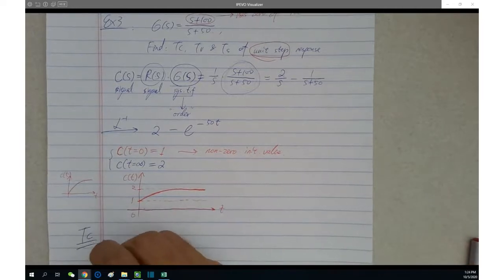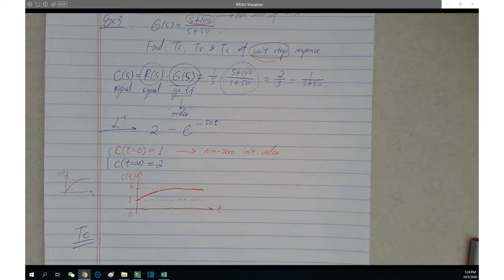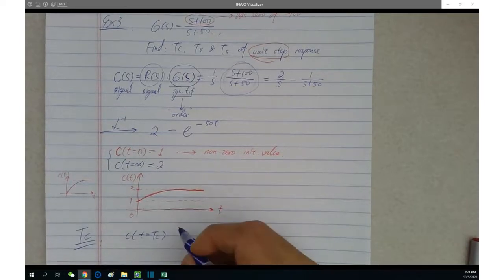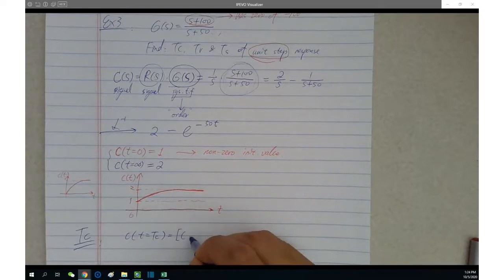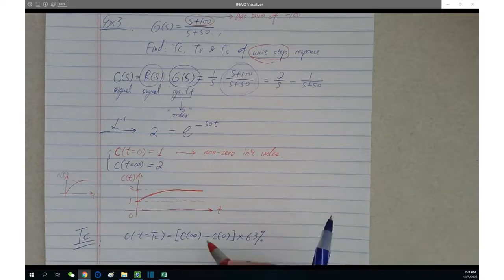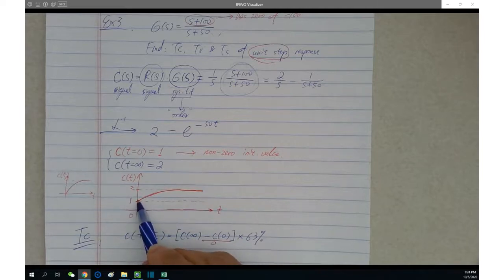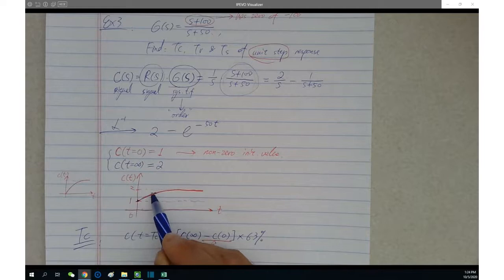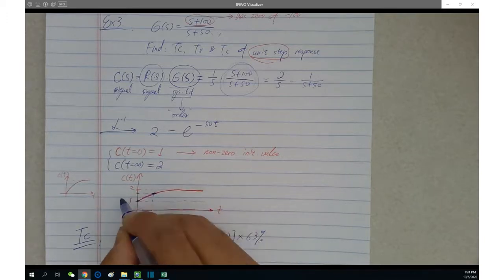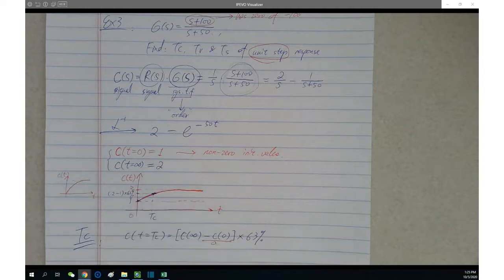Now we start to find the three time moments. First, the time constant. Time constant means, when t equals the time constant, what do you get? As said, you need to involve the initial value in the equation. The difference between them: you start from here, and you rise by 63% from here to here, so it's about here. This is the moment for the time constant. So this equals 2 minus 1 times 63%. Does it make sense?